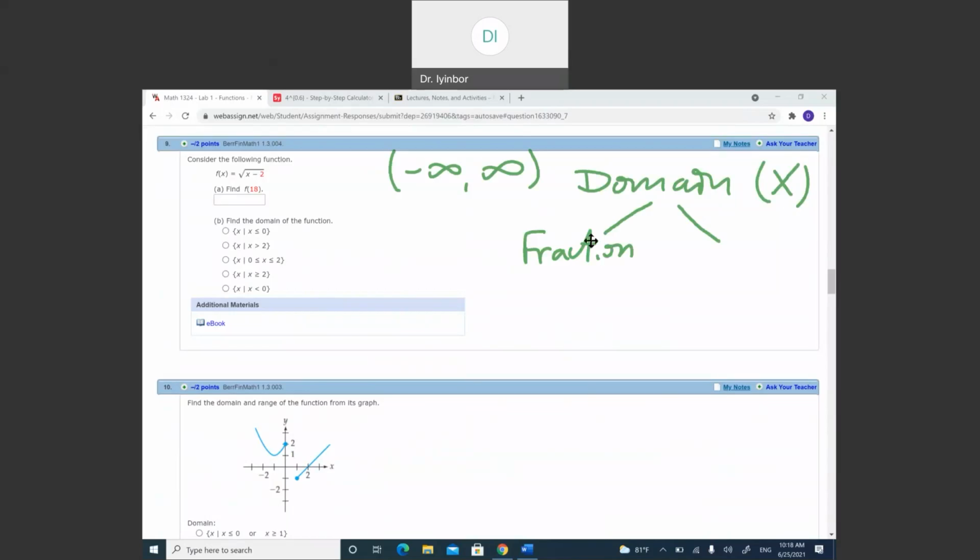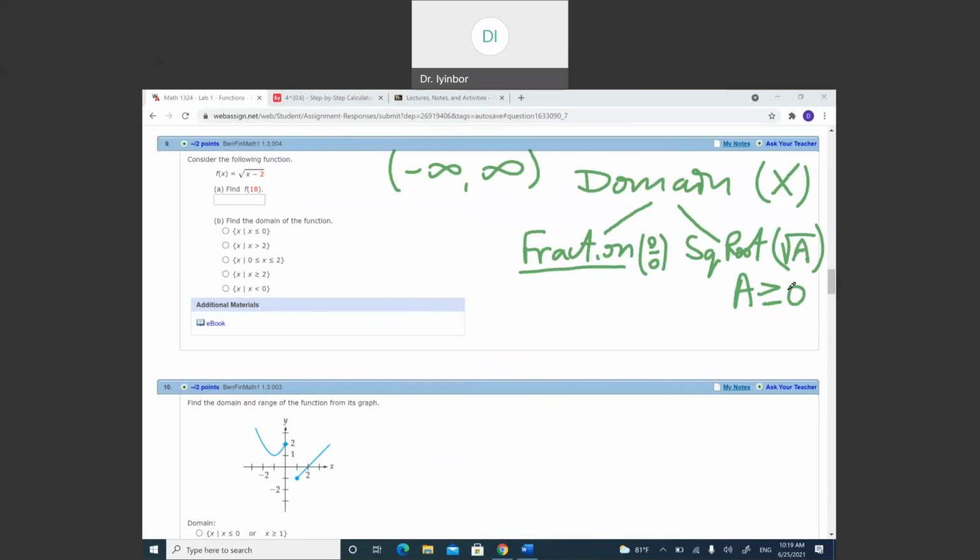So if you have a fraction, there is a restriction. If you have a square root, and a square root looks like this. And a fraction obviously looks like something over something. So for number 9, we have a fraction and we have a square root. When you have a square root, you take everything inside the square root, I'm going to put just some letter, a. Everything inside the square root has to be greater than or equal to 0. That's how you find the domain.